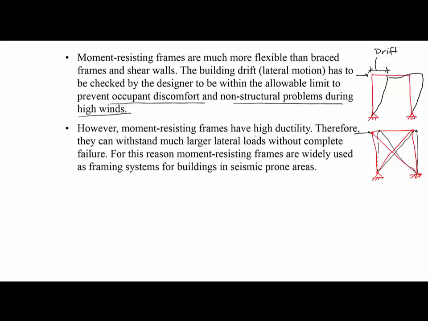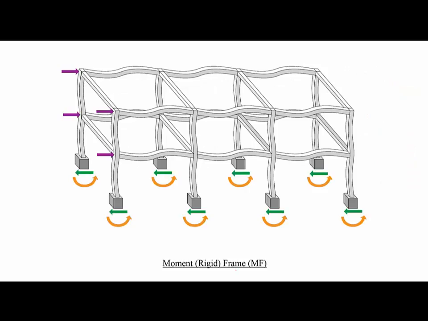Moment resisting frames generally have high ductility, therefore they can withstand much larger load without complete failure. This is very important, in fact, if you are designing a building in a seismic area. This is why in general moment resisting or rigid frames are more popular in seismic prone areas. This is basically the moment frame.